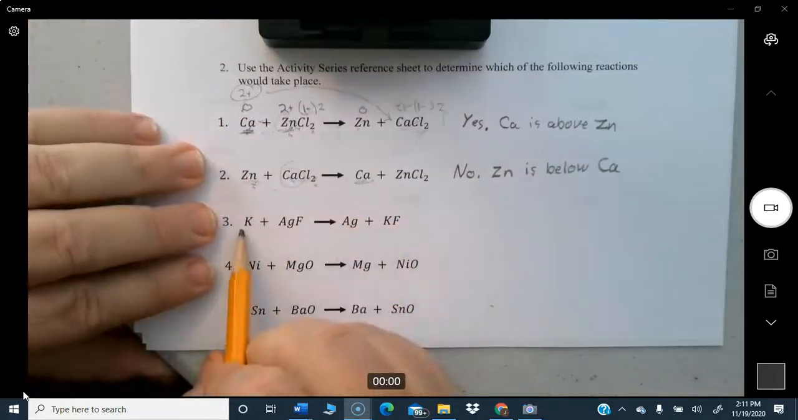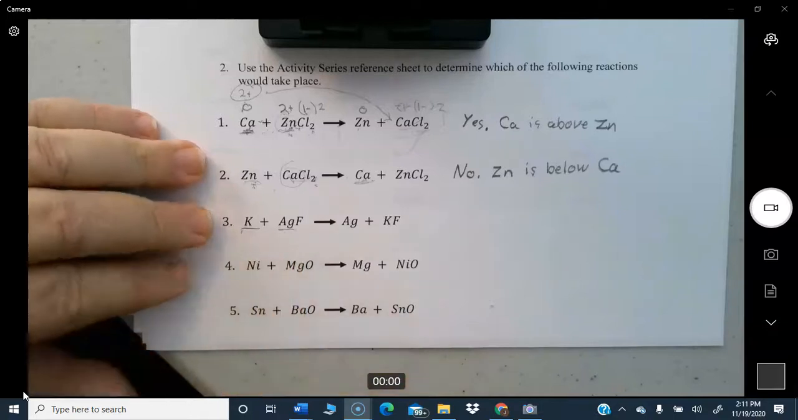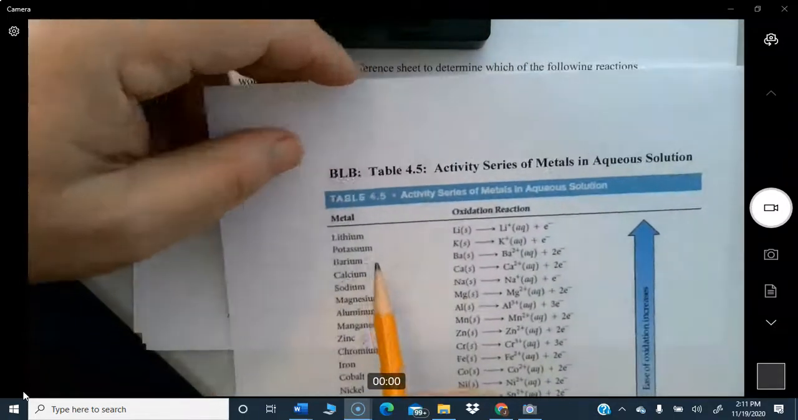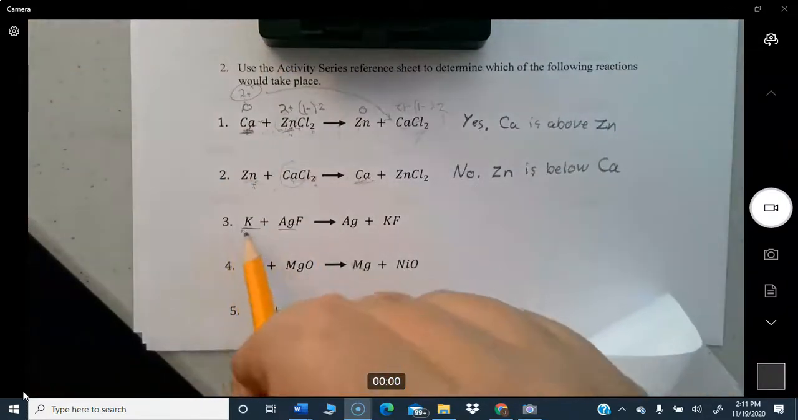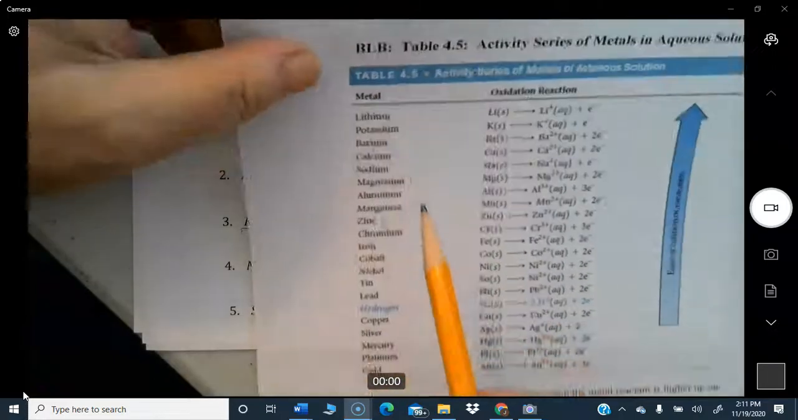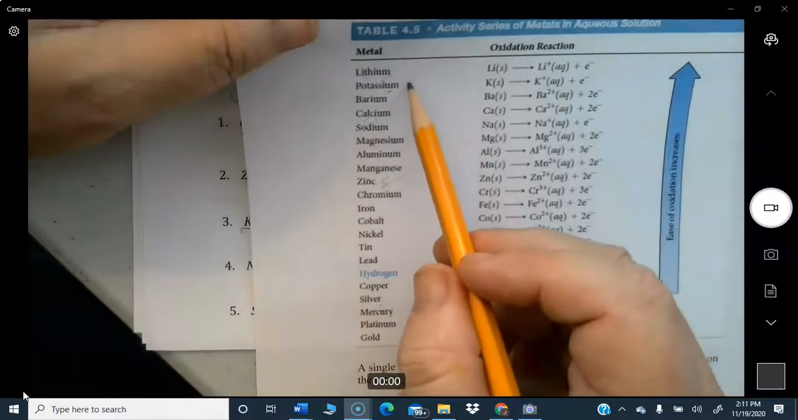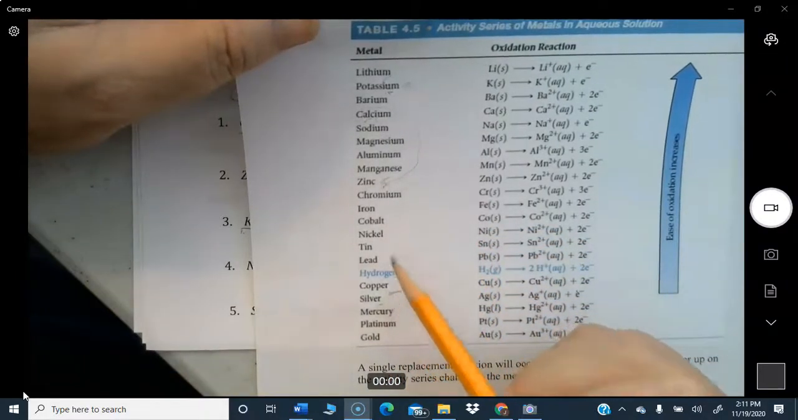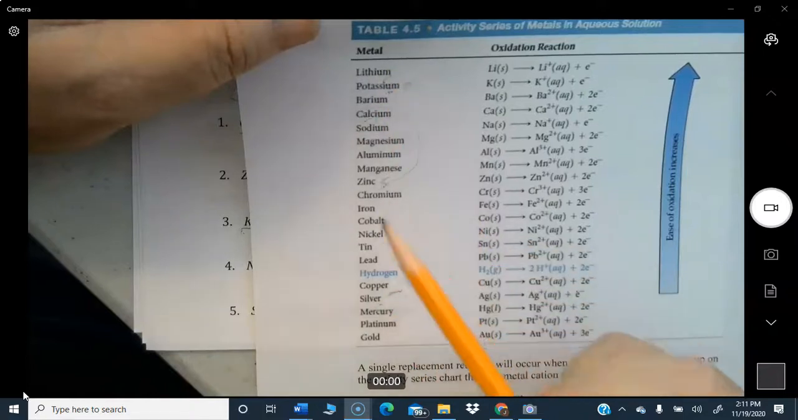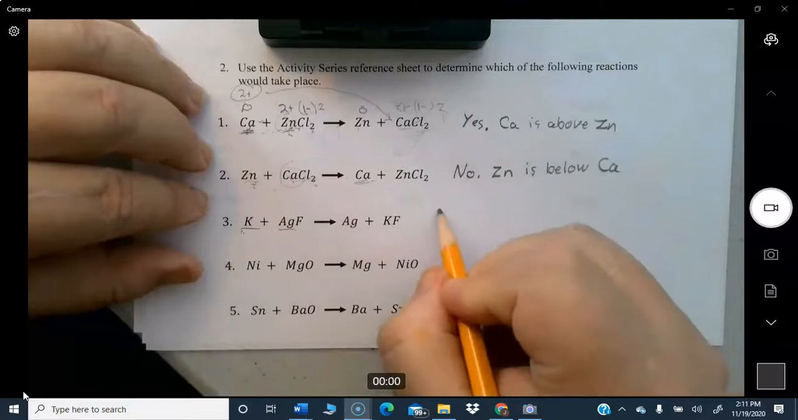All right, let's do some others here. So here the two elements in question are potassium and Ag, silver. So we come over here, and potassium's way up here. It's second. So it's the lone element right there. And silver is way down here at the bottom. So the electrons are going to fall from the lone element to the ion down here to silver. So electrons fall down, so potassium is above silver on the activity series, so this reaction will happen.